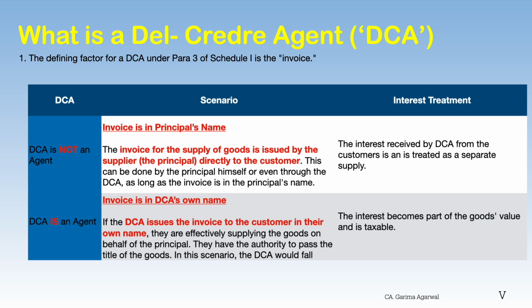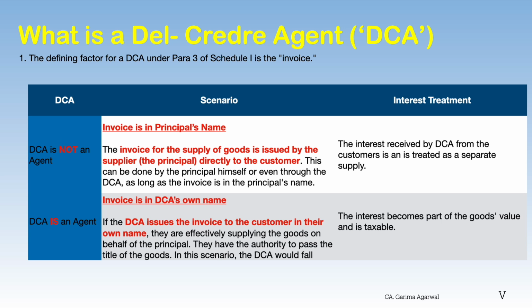So this can be done by the principal himself or even through the DCA, as long as the invoice is in the principal's name. In this case, the DCA is merely acting as a facilitator. They are not involved in the transfer of title of the goods. Therefore, the DCA does not fall under the ambit of an agent under Para 3 of Schedule 1.